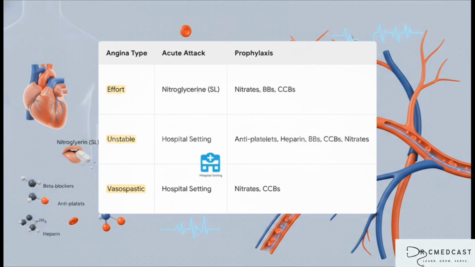For long-term prevention, you've got options: long-acting nitrates, beta blockers, or CCBs. For vasospastic angina, nitrates and CCBs only. And remember, no beta blockers. Unstable angina, well, that's a medical emergency that gets you a hospital admission and a whole cocktail of drugs.